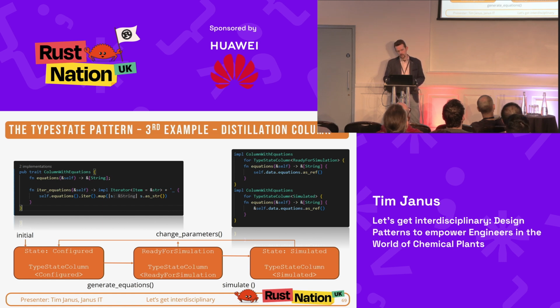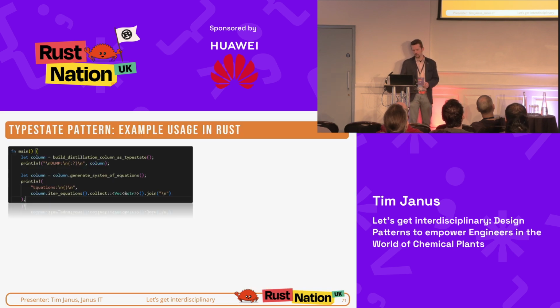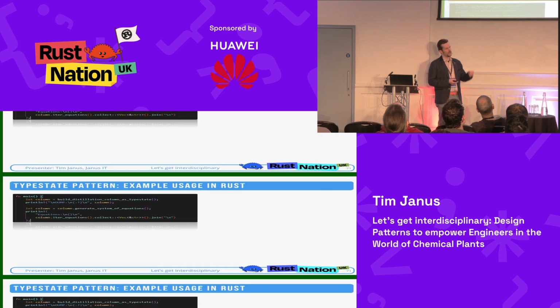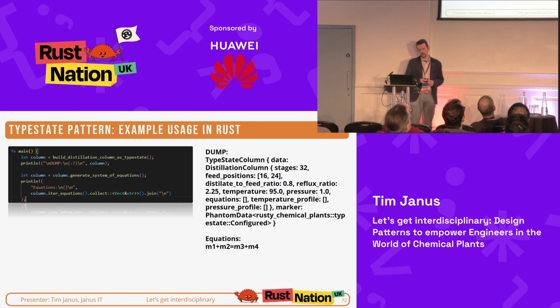And yeah, with that said, now look at some example code. In this example code, we start with a column that was in the end generated with our builder. There's a helper function, build_distillation_column. And then we just debug dump the content of the struct, and we use the generate_equation_system method and put out the equations. So that is the output on the right-hand side of the code.